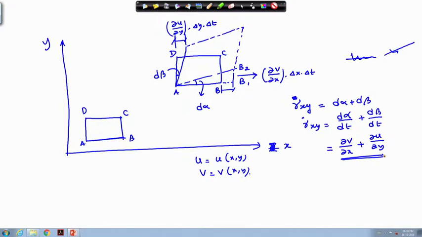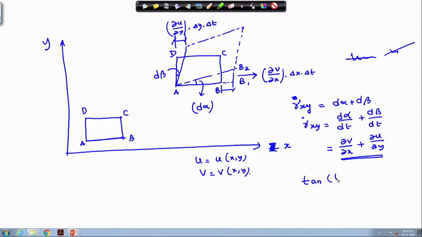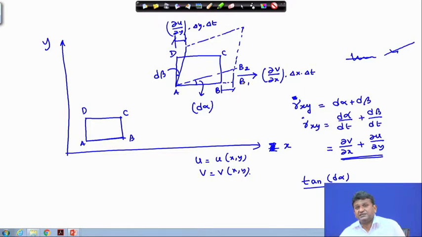So what we have found out is that tan of d alpha is actually b1 b2 divided by ab1, and then there are two approximations. One approximation is that ab1 is approximately equal to ab, since the extension bb1 is much less. The second approximation is that for very low values of d alpha, tan d alpha is equal to d alpha. Only under those limiting approximations do you actually get this.